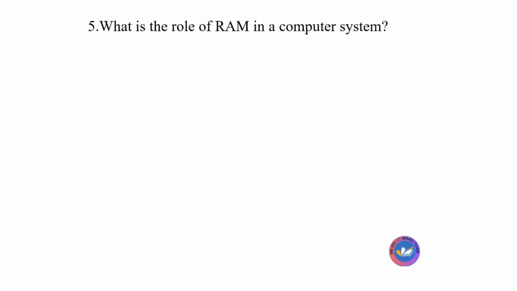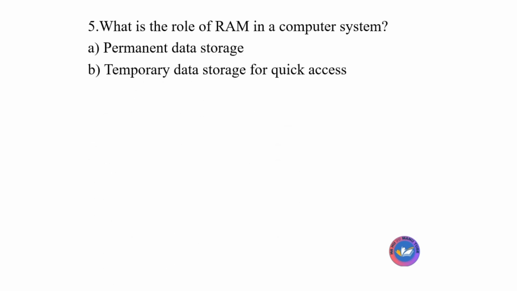Question number 5. What is the role of RAM in a computer system? A. Permanent data storage. B. Temporary data storage for quick access. C. Displaying data to users. D. Processing instructions.